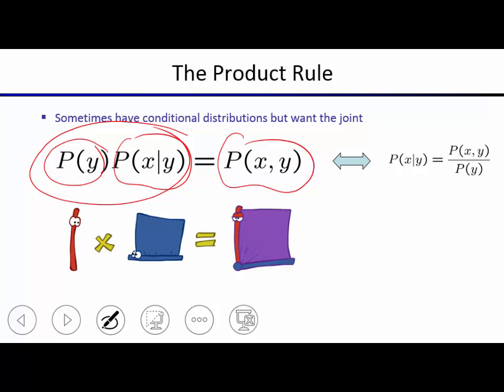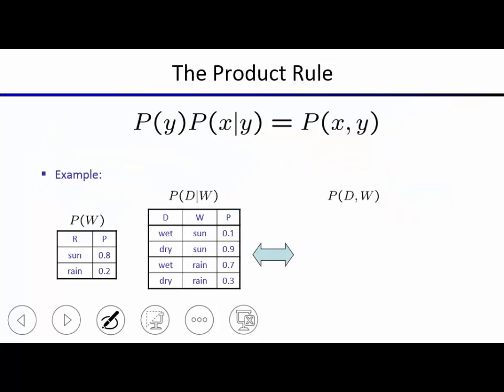Why is this true? This is just based on the definition of conditional probability. Conditional probability was defined this way. Now we just bring P of y to the other side and we get what we had on the left. And so we know this can be derived directly from the definition. So here's an example of how we could use this. Let's say we're interested in a joint over D and W, but we don't want to specify it, or it's hard to find what the joint is because those entries are hard to elicit, like, what exactly is the joint probability between sun and wet or something.